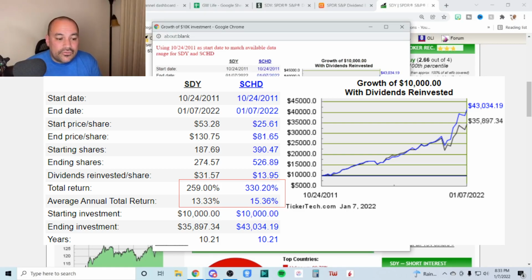Very solid annual returns, respectable dividend growth, and a good diversified basket of stocks. So let me know your thoughts down below.